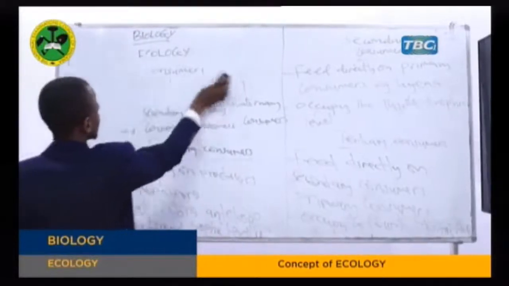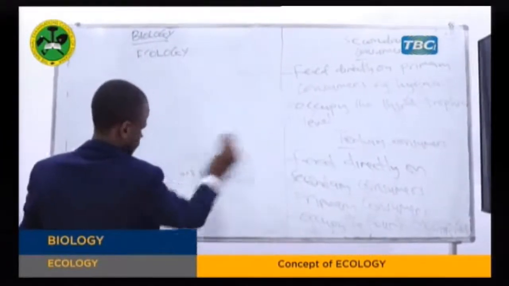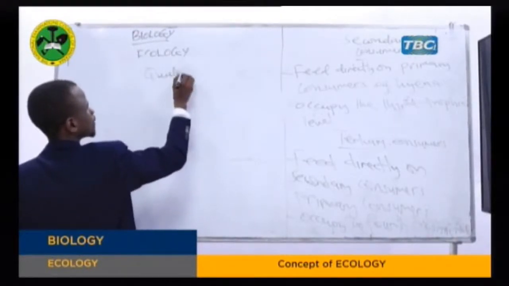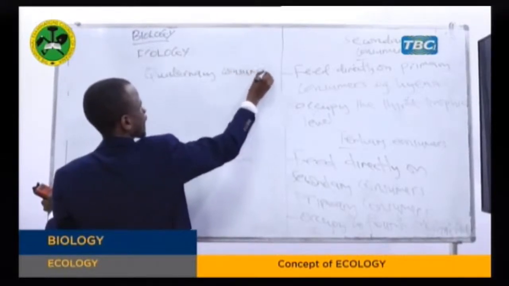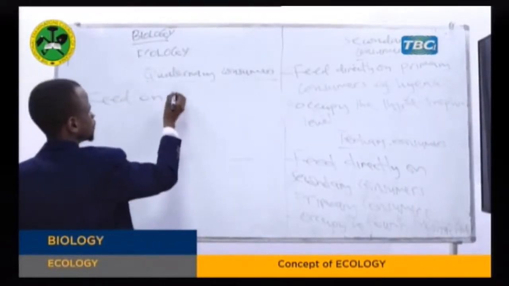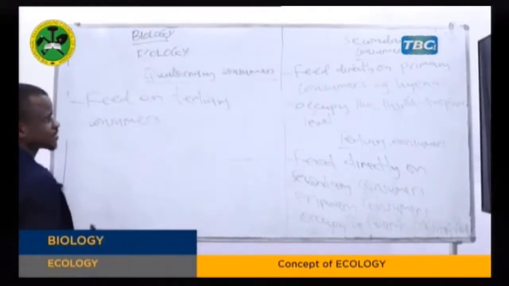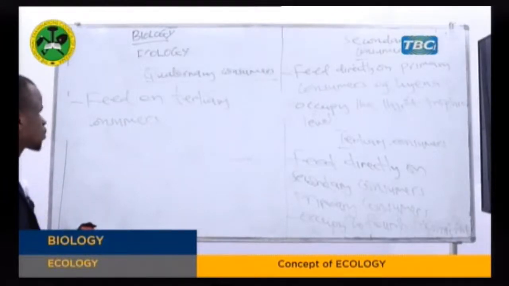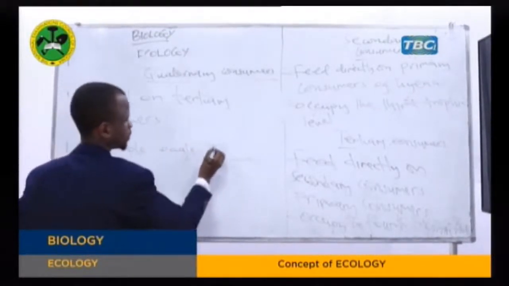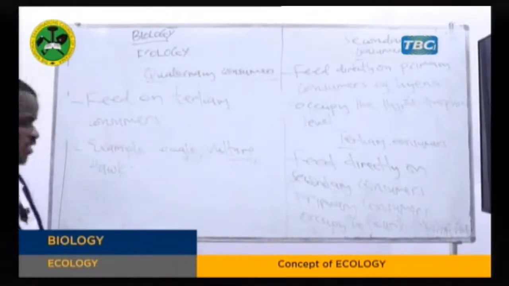Lastly, we have quaternary consumers, which may feed on tertiary consumers, secondary consumers, primary consumers, and so on. Example, an eagle, vulture, hawk, may feed on tertiary consumers.